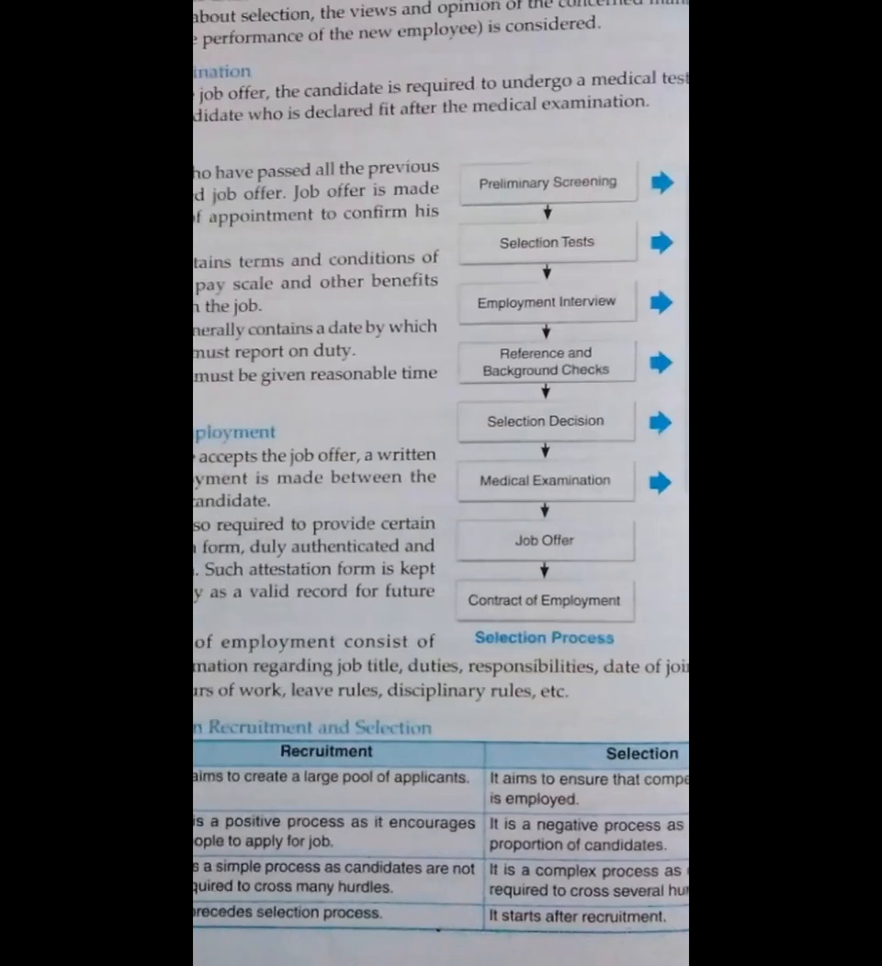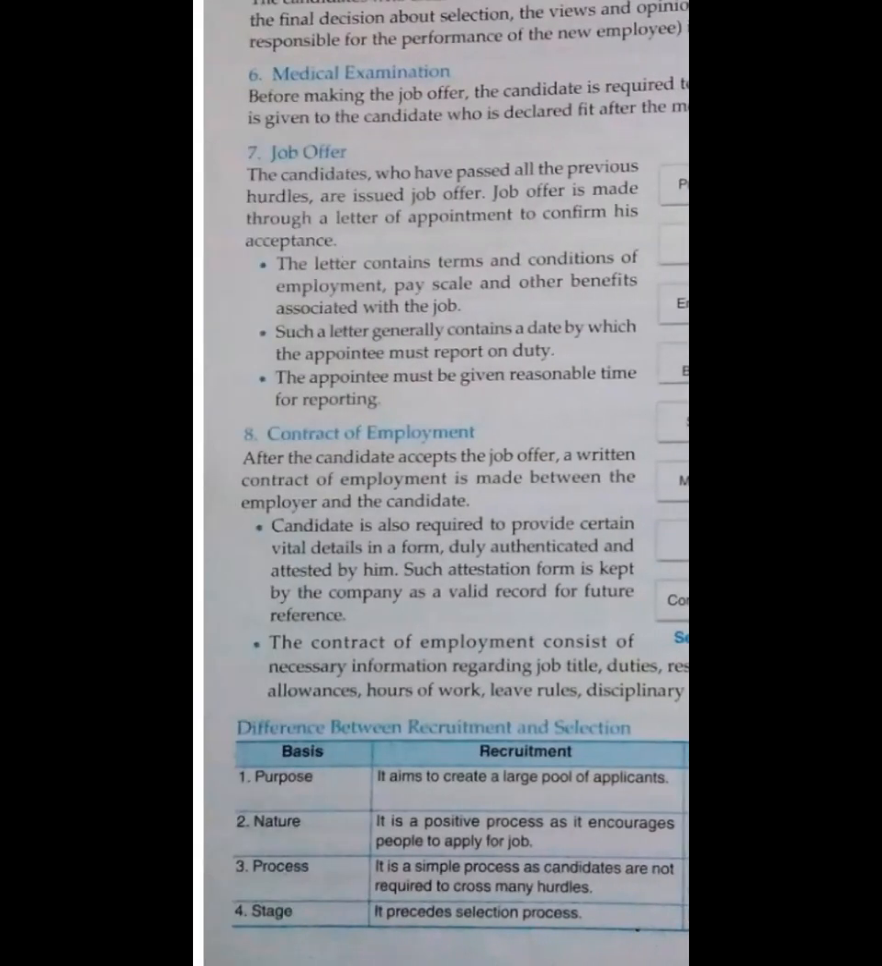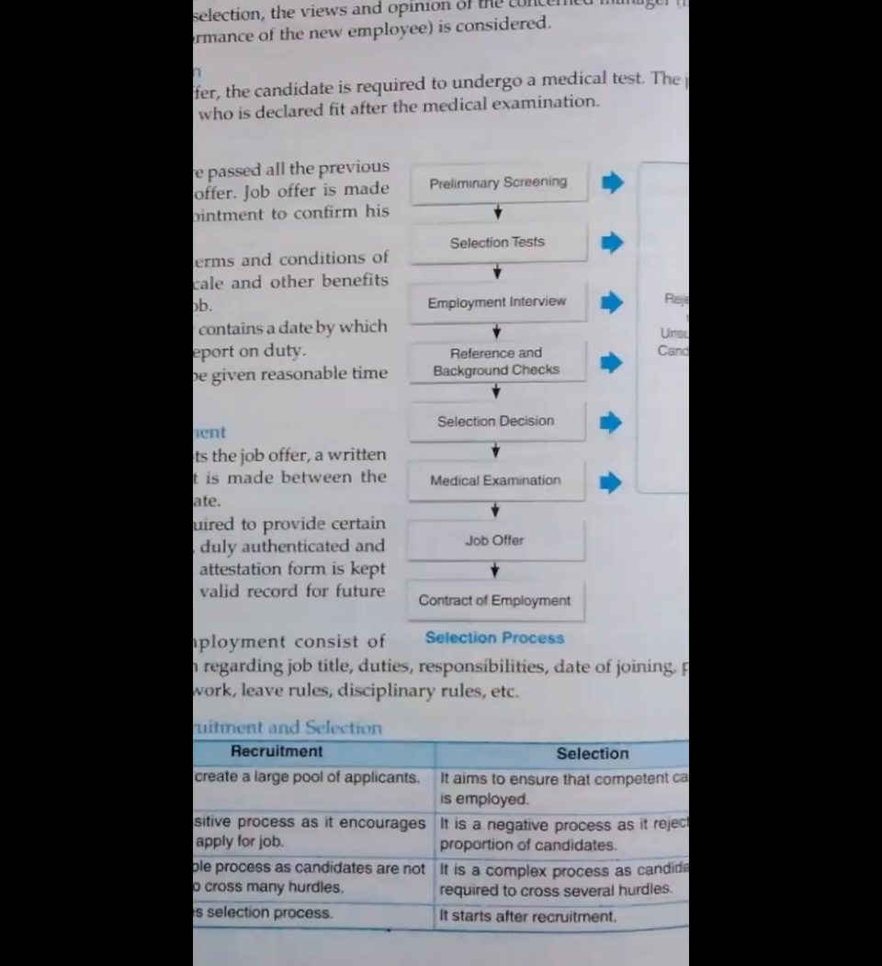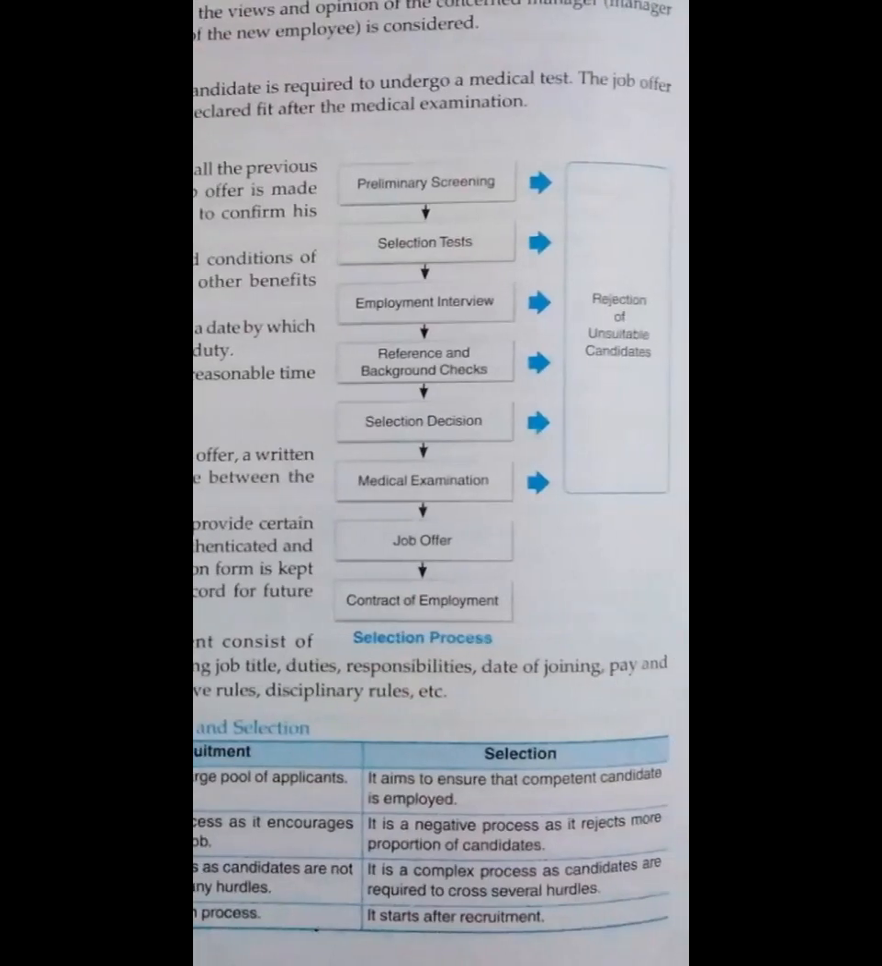The next one is process. So recruitment is a simple process. Okay, we need not carry it out in so many steps. Whereas in selection, we need to carry out so many processes. Just now we have discussed eight processes. The candidates who have cleared all eight, we will be appointing them.